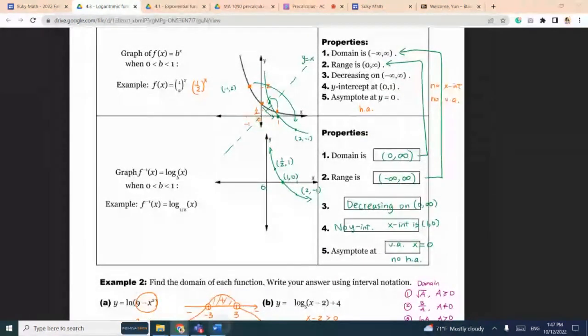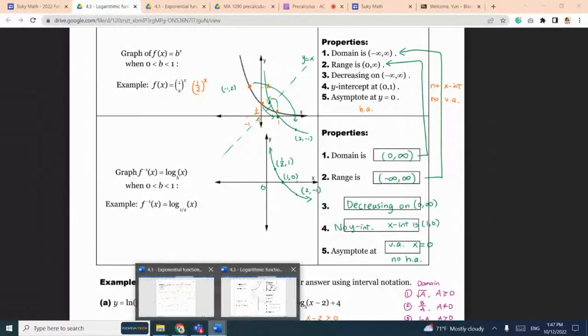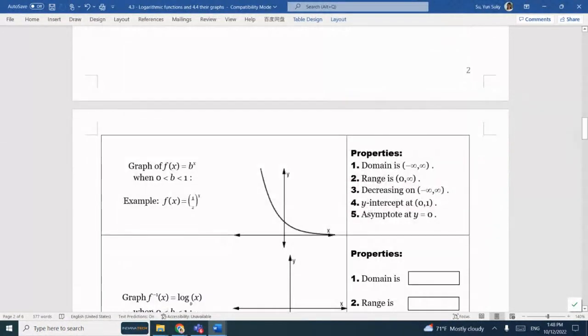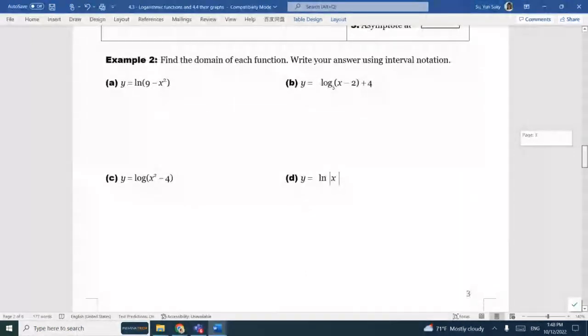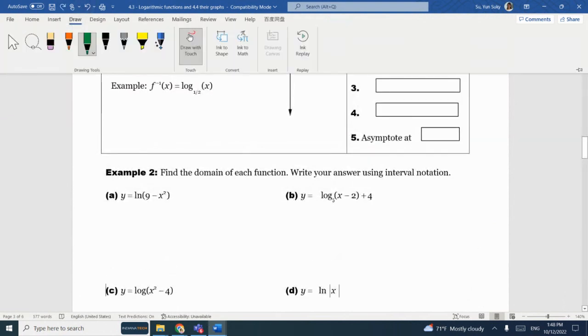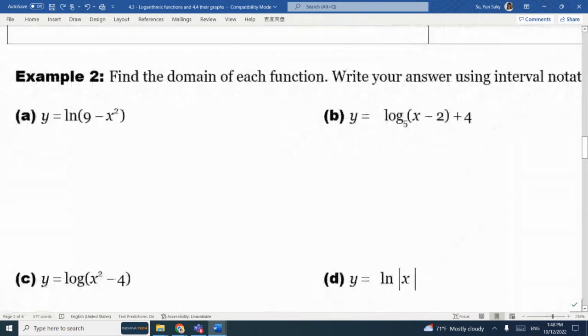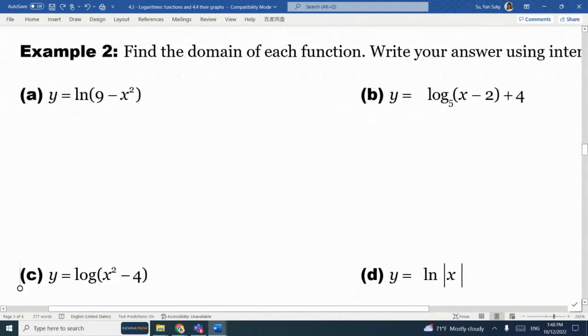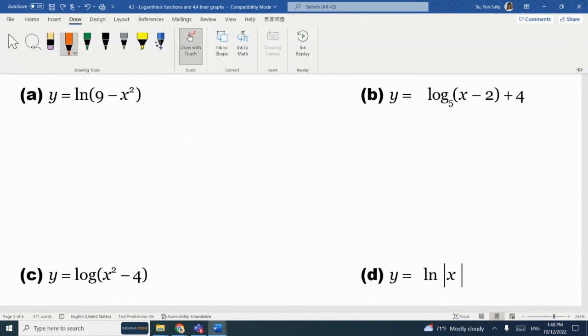Awesome. Okay, now example 2. Find the domain of each function. Write your answers using interval notation. Now our list: we have 3 functions: square roots, fractions, and log.